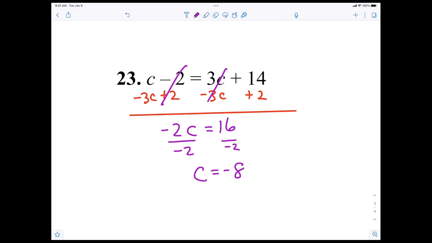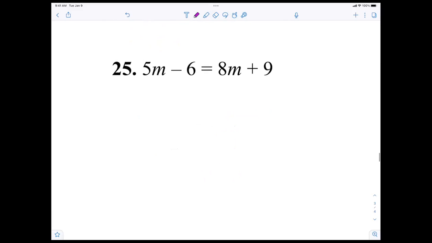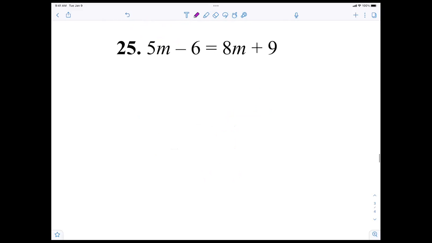All right. So what I want everybody to do is everybody do number 25 real quick. I'll let you do this one, Nora, and I'll let you do the one after that. You might try 25 right now. Everybody get an answer.